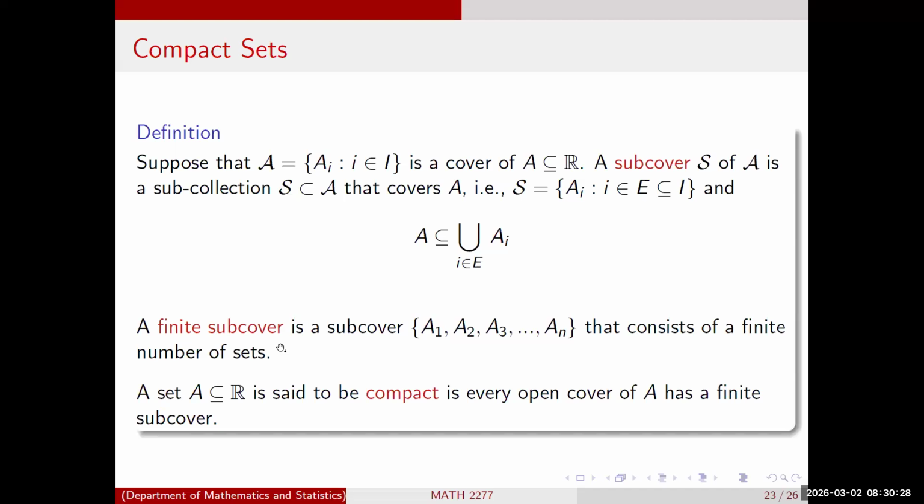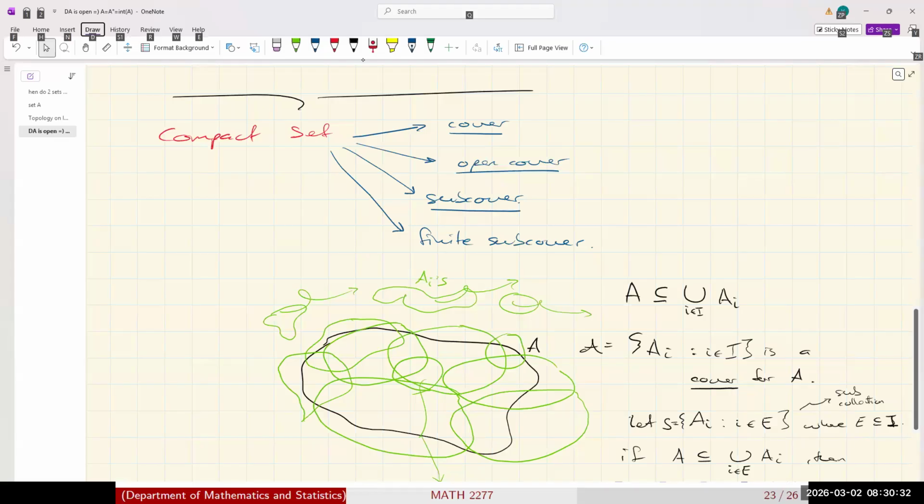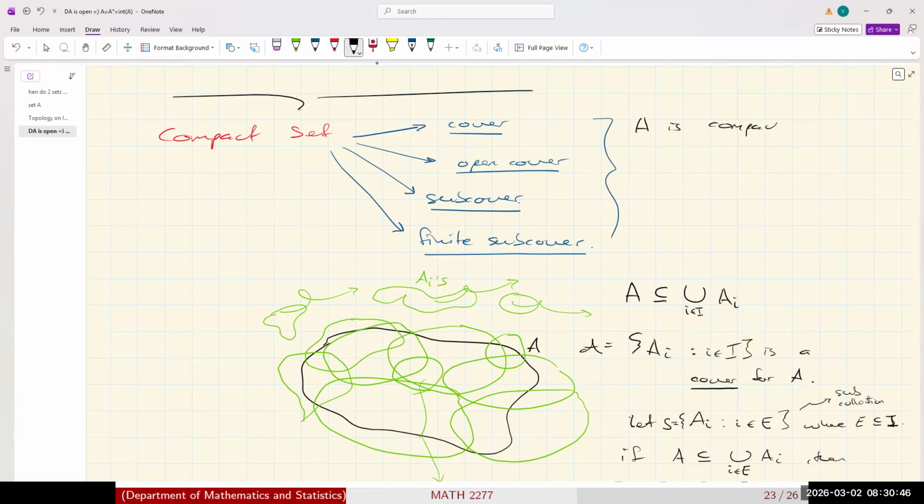Okay, and now what is a compact set? So we have finite subcover. What does compact mean? A set A is compact, or a compact set, if every open cover has, or admits, a finite subcover.